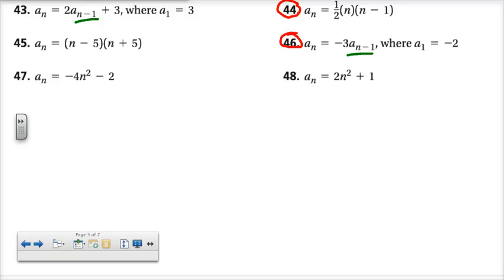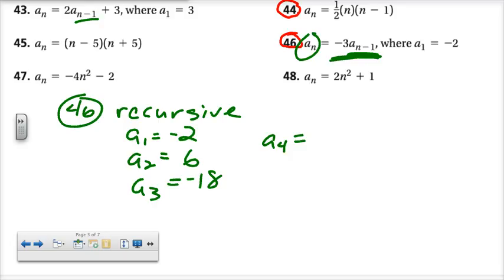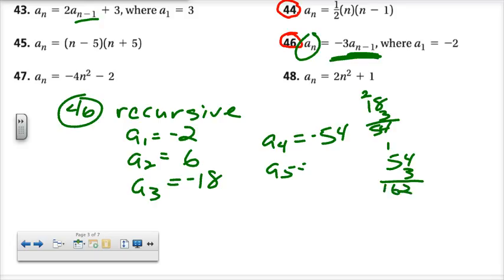All right, 46, recursive, because it has the notation for the previous term, and then we know the first term is -2, so that's a freebie. So to find the second term, we read off this formula, and it says, to find any term, take -3 times the previous term. Well, my previous term was -2, so -2 times -3 will give me 6. And now all I have to do is keep multiplying by -3. And then we have 54 times -3. So -162. So again, we just generate them, and recursively, you can get those several terms in a row pretty easily.